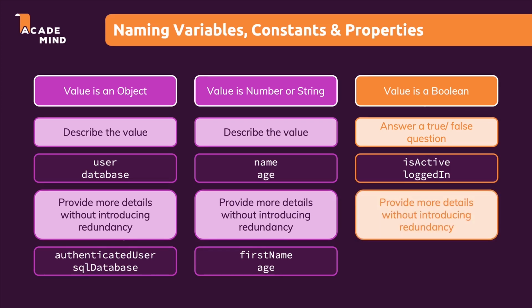Now for booleans, it's the same. You can add more details if it makes sense. For example, if isActive refers to a user, you could name it isActiveUser. LoggedIn, on the other hand, will typically always refer to a user. So for example, using userIsLoggedIn instead of just loggedIn is longer, but not necessarily better.